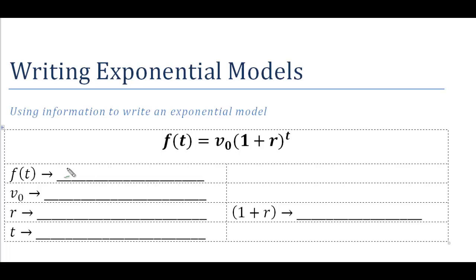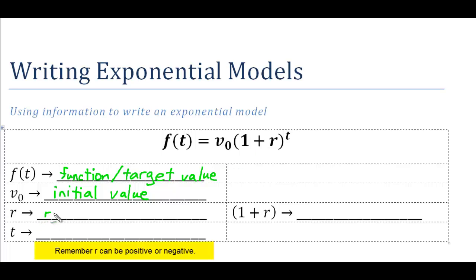f(t) is simply our function, the thing we're trying to get the value of. Sometimes this is our target value. v_0, well, that is our initial value. The little sub 0 is saying when time is 0. So initial value, the value at the very beginning. What is it when t is equal to 0? Why does that work? Because if t is 0, then this whole thing to the power of 0 is just 1. r is our rate of change, and t is our amount of time.